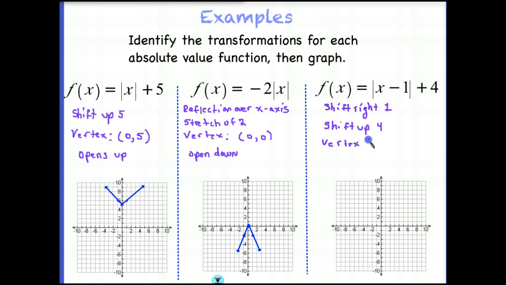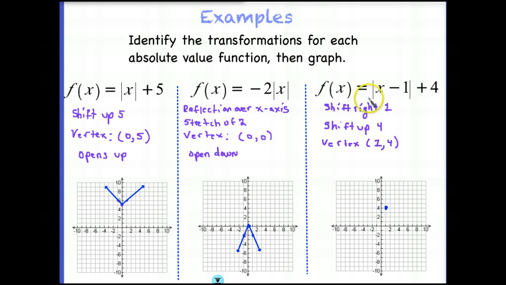Okay, let's find our vertex. And our vertex is going to be opposite h, so it's positive 1, and then our k value, which is 4. I'll go ahead and plot that point at 1, 4 right here.